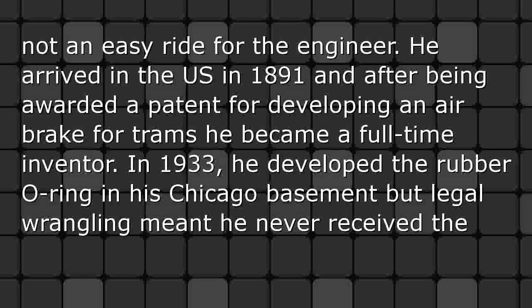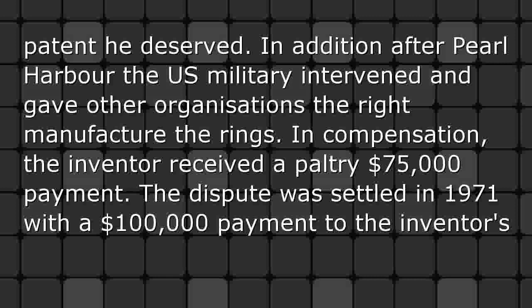He arrived in the U.S. in 1891, and after being awarded a patent for developing an air brake for trams, he became a full-time inventor. In 1933, he developed the rubber O-ring in the Chicago basement, but legal wrangling meant he never received the patent he deserved. In addition, after Pearl Harbor, the U.S. military intervened and gave other organizations the right to manufacture the rings. In compensation, the inventor received a paltry $75,000 payment. The dispute was settled in 1971 with a $100,000 payment to the inventor's family.